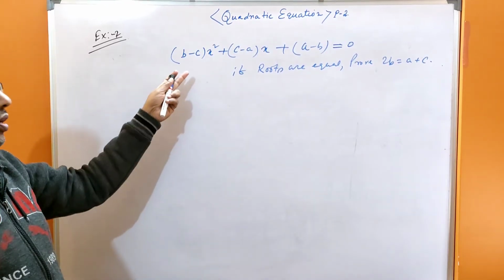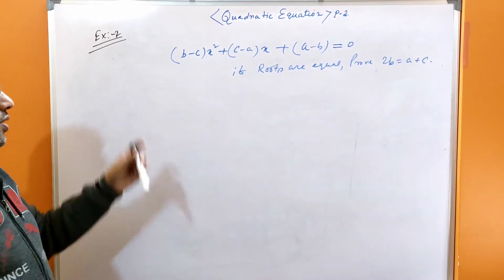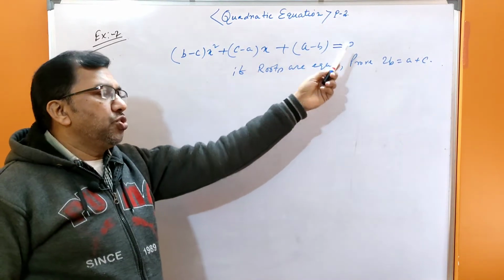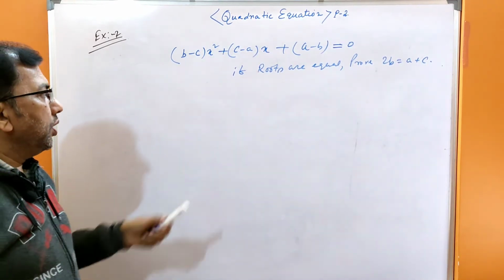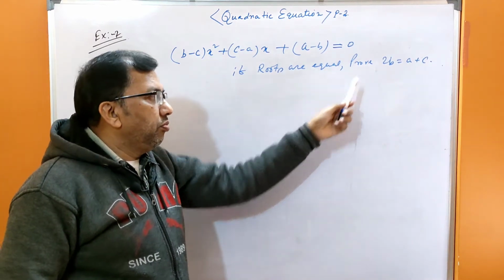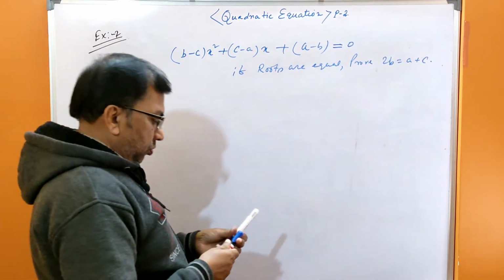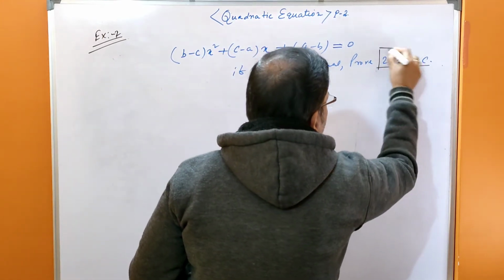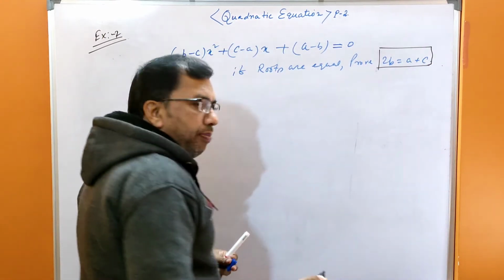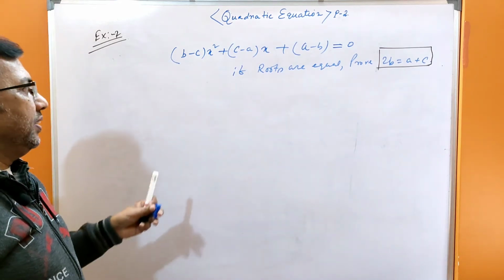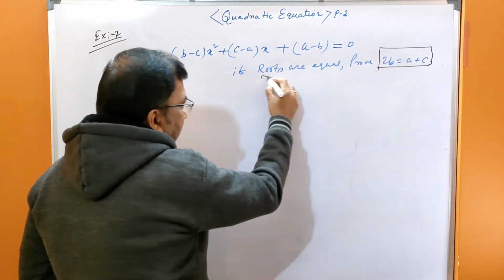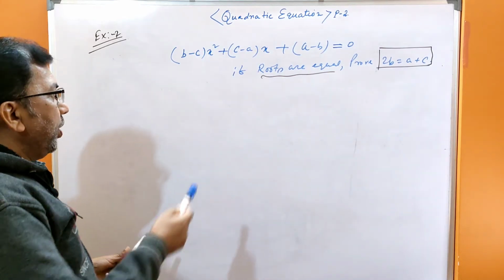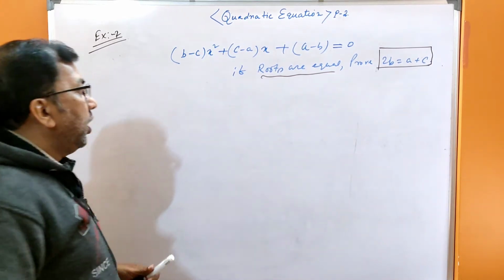This is the second example regarding this. (b minus c)x square plus (c minus a)x plus (a minus b) equals to 0. What is the question? If the roots are equal, prove that 2b equals to a plus c. You have to prove it. Apply the same rule, same formula. Roots are equal, that depends on the nature of the roots. So how to prove it?